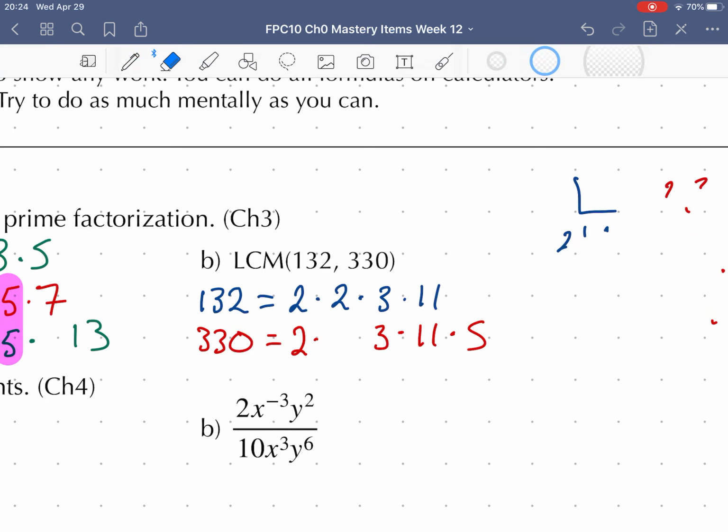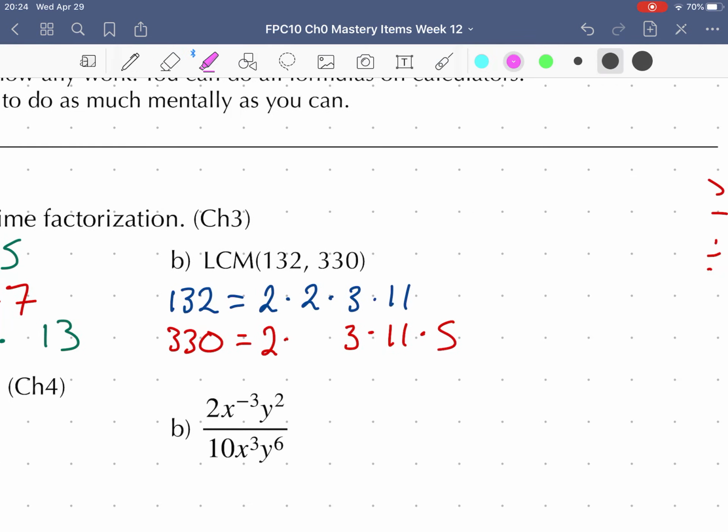Now our least common multiple, I'm going to erase these two guys here. Our least common multiple has to have 2 2's in it, because it has to have all the 2's from 132, so it has to have 2 times 2. It has to have a 3 in it, and an 11 in it, and a 5. So that is our least common multiple: 2 times 2 times 3 times 5 times 11.